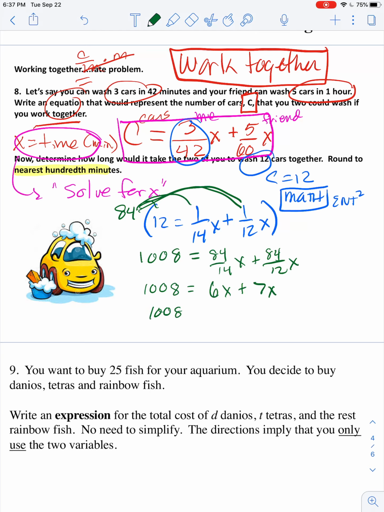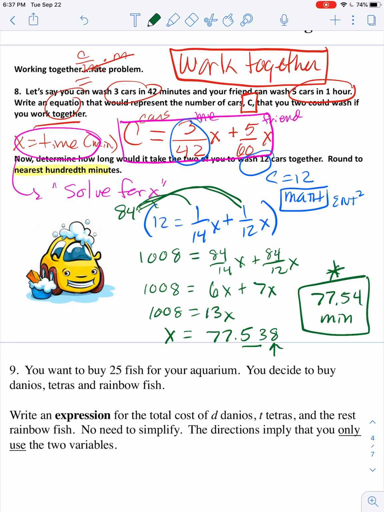Now I can solve this with whole numbers and have 1008 equal to 13x. And then divide that out, keeping in mind that the instructions told me to round to the nearest hundredth. And on my calculator, this is what I see. Nearest hundredth is 2 decimal places, but the 8 is greater than 5. So I'm going to round it off to 77.54, and that is in minutes.